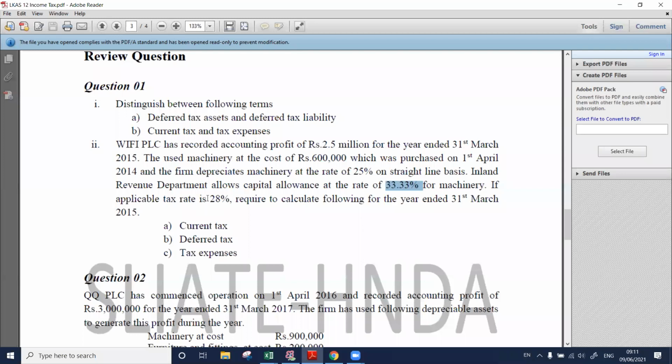If applicable tax rate is 28%, we require to calculate the following for the year ended 31st March 2015. What is the current tax expense? What is the deferred tax expense? And what is the total tax expense?